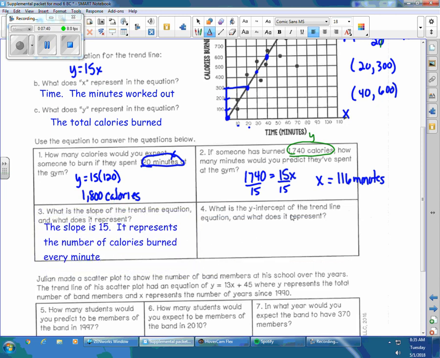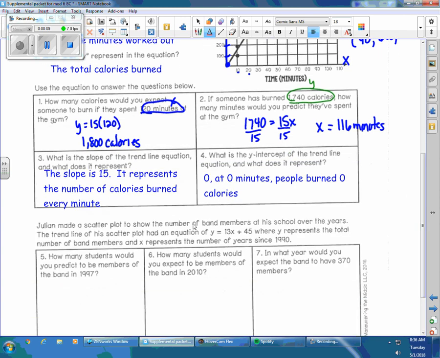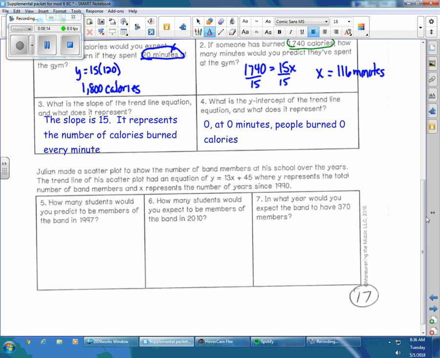Okay. What is the y-intercept of the trend line of the equation, and what does it represent? The y-intercept is 0, and that means at 0 minutes, people burned 0 calories. Now that's not exactly accurate because our body uses calories just to keep us alive, but I guess that would be extra calories that wouldn't be attributed to the workout. Hopefully that makes sense. All right, let's take a look at the next scenario.